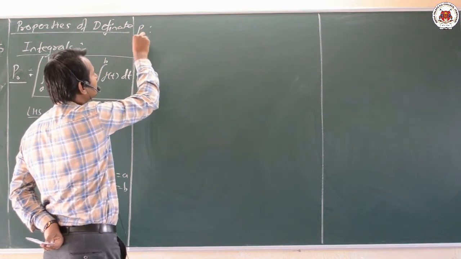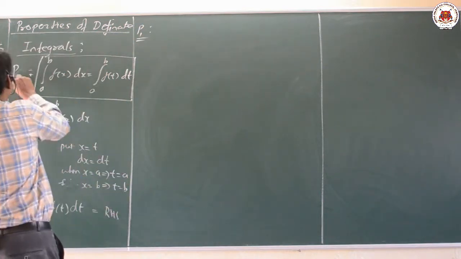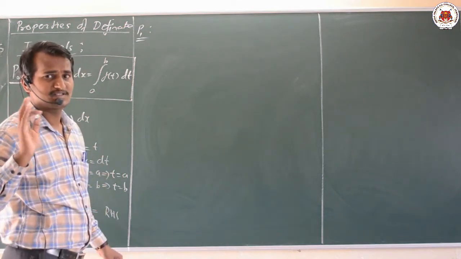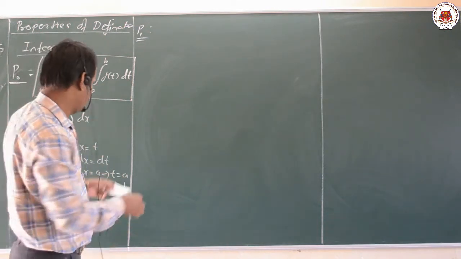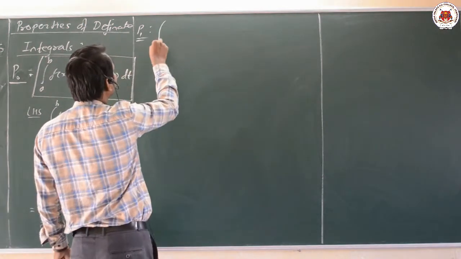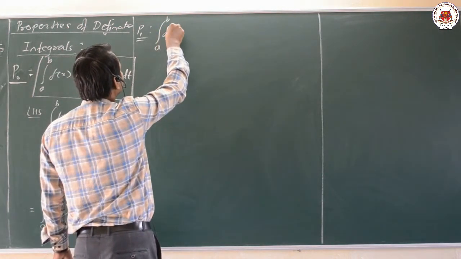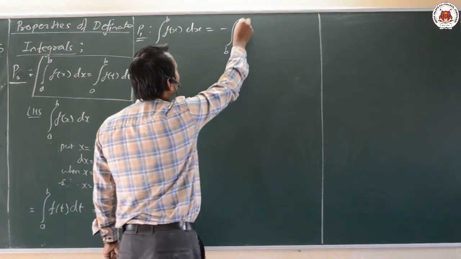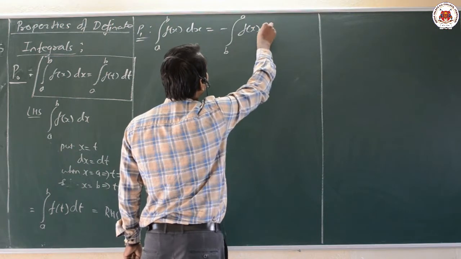I will call it P1, so that it will be simple for us to remember: property P1, P2, and so on. The next property is integral from a to b of f of x dx equals minus of integral from b to a of f of x dx.